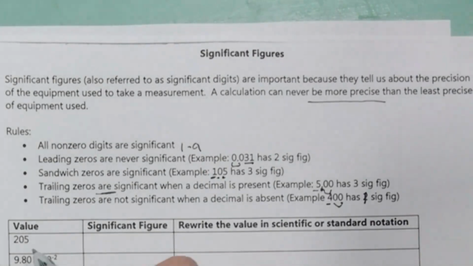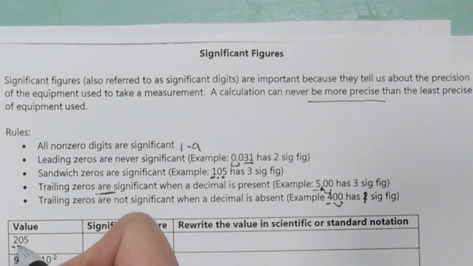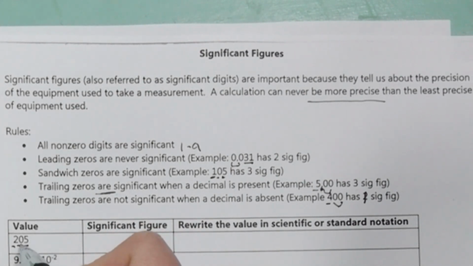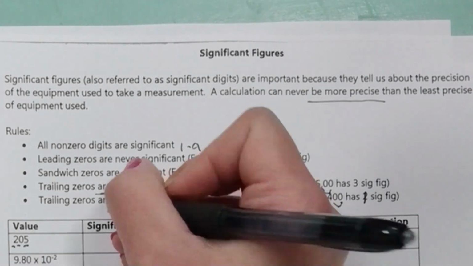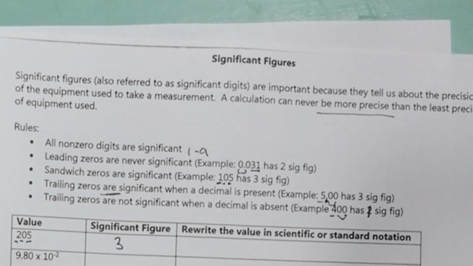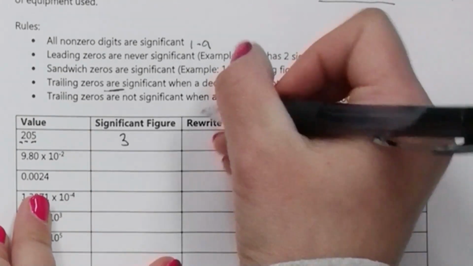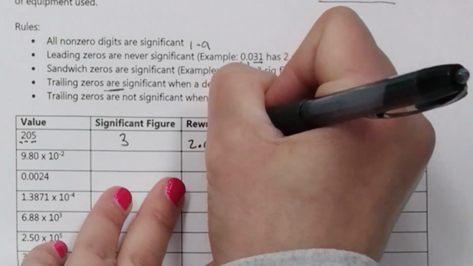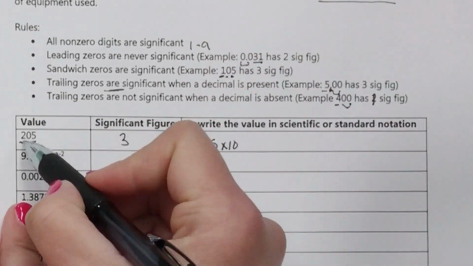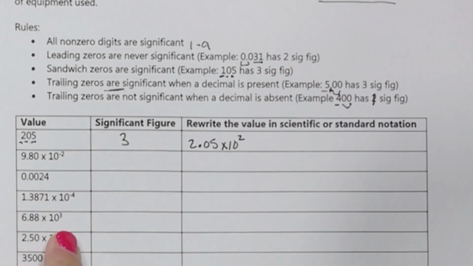So how many significant figures does 205 have? It has 1, 2, 3. The 0 is locked in by a whole number in front and behind it. So that 0 is significant. And if we wanted to do some additional practice with scientific notation, we could rewrite this as 2.05 times 10. My decimal place moves to the right 2 times. And since I moved to the right, it is a positive exponent.